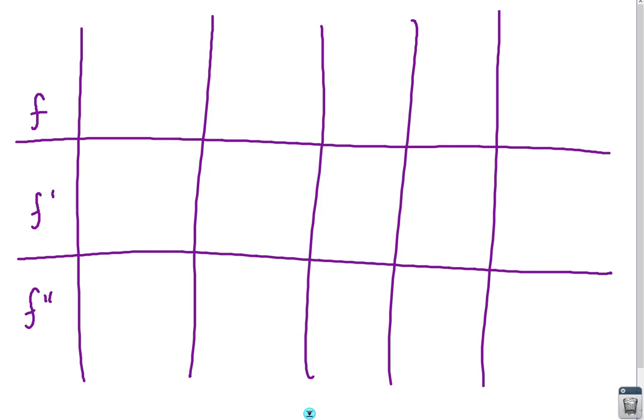So on my original function, if I know that my original function is increasing, that is because my first derivative is positive. If my function is decreasing, that means my first derivative was negative. Another place we looked at increasing and decreasing was on the first derivative itself. If my first derivative was increasing, that's because my second derivative was positive. And if it was decreasing, that means my second derivative was negative.